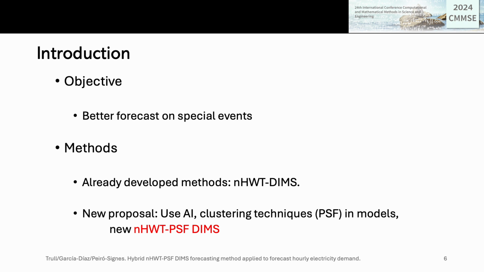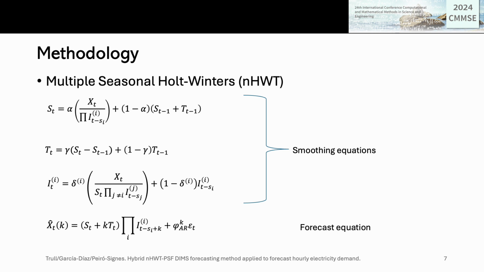In this case, there is a new proposal, and this is the novelty of this work. We are going to use artificial intelligence. In fact, we are going to use clustering techniques like pattern sequence forecasting to deal with these special events. The discrete seasonalities will be obtained using the pattern sequence forecasting, and that gives the name to this methodology. Let's start with the methodology.